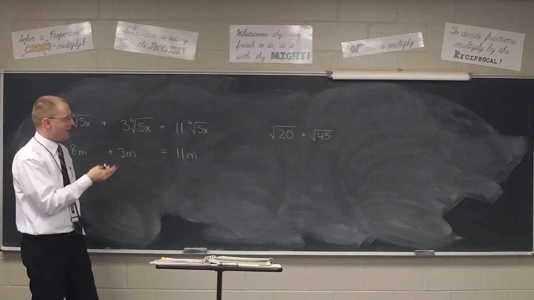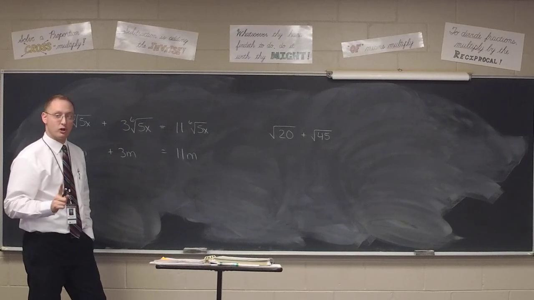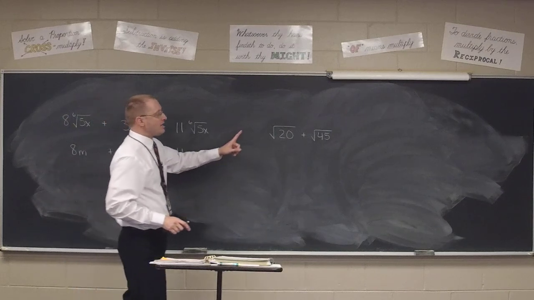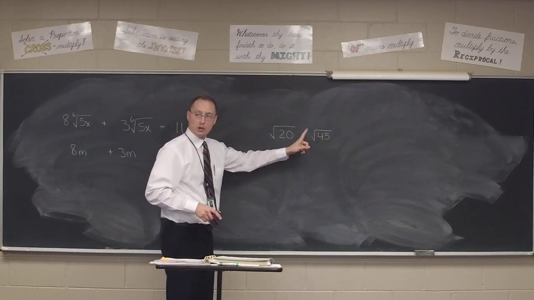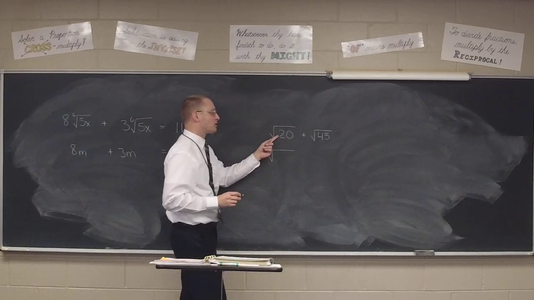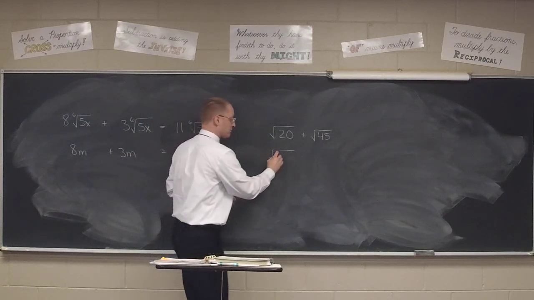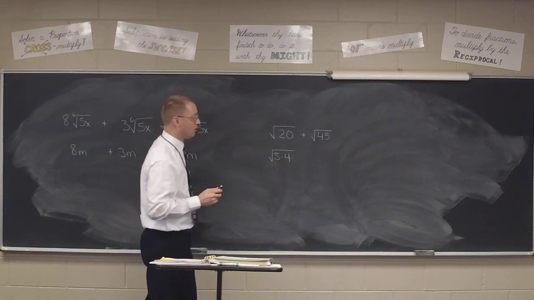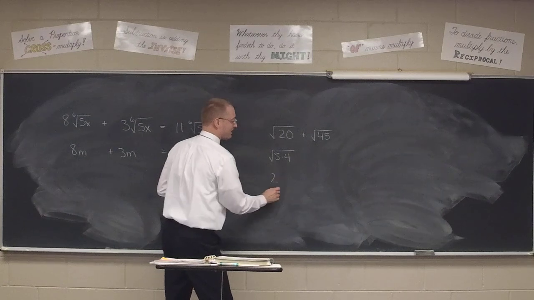You can't add that unless you first reduce the radical. And these are not written as similar, but if I could reduce the radical, for instance, if I factored the 20 into 5 times 4, I could take the square root of the 4 to get 2 times the square root of 5.